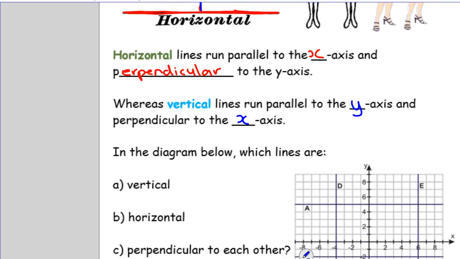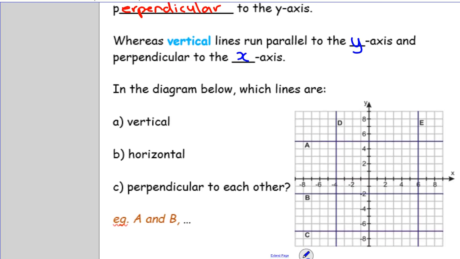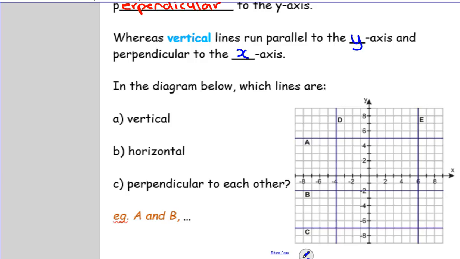In the diagram below, for example, which lines are vertical, horizontal, perpendicular to each other? So, for example, here's line A going across here, here's line B going across here, and so on. So try to think which ones are vertical, have a think for yourself, and hopefully you got this answer. Hopefully you got D and E.